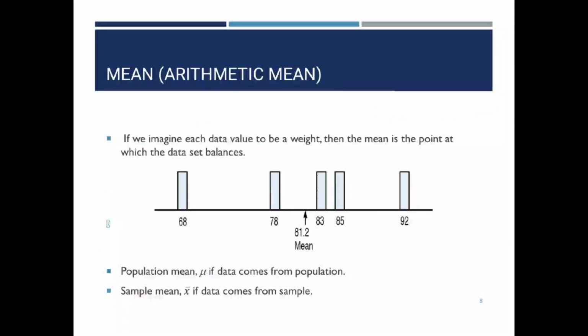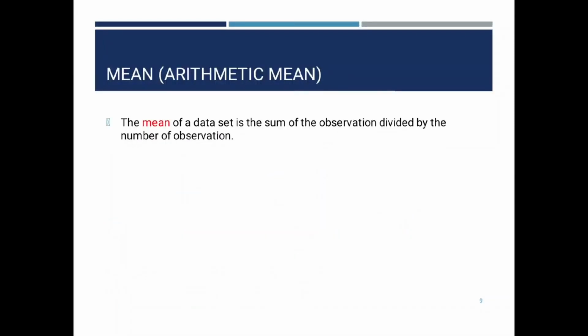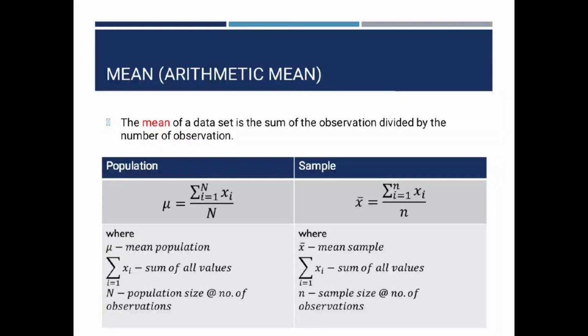Okay, what is mean, or another name for mean is arithmetic mean. The mean of a data set is the sum of the observations divided by the number of observations. Here are the formulas for population and sample. When we are calculating the mean for population, we will divide by the population size. Meanwhile, for sample, we will divide by the sample size.